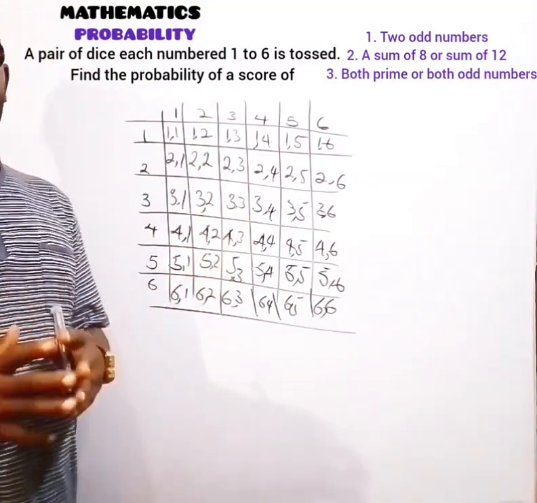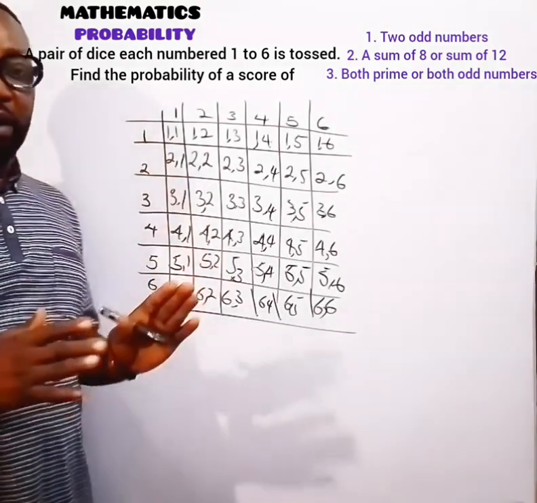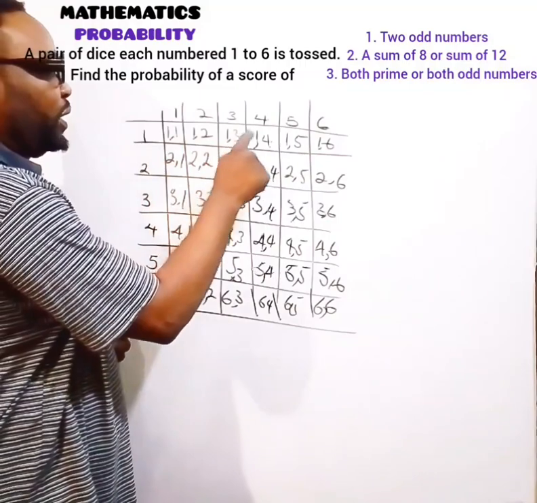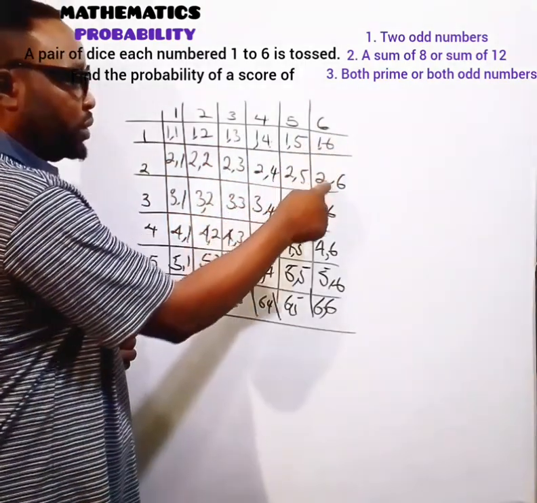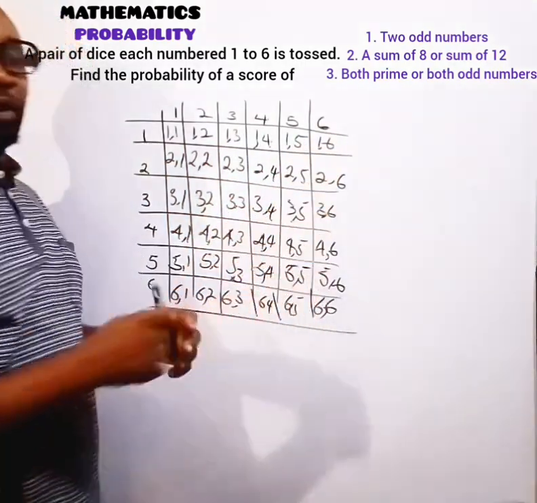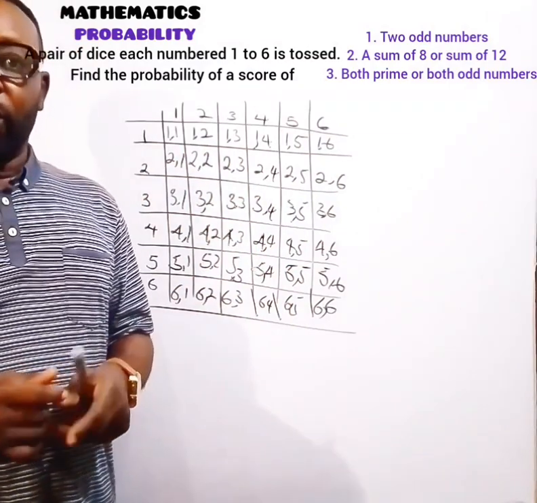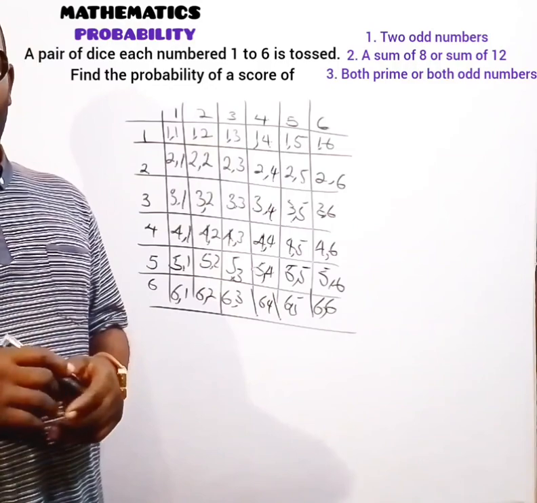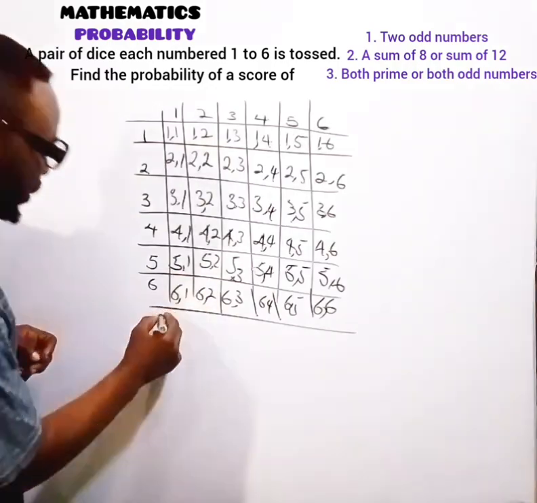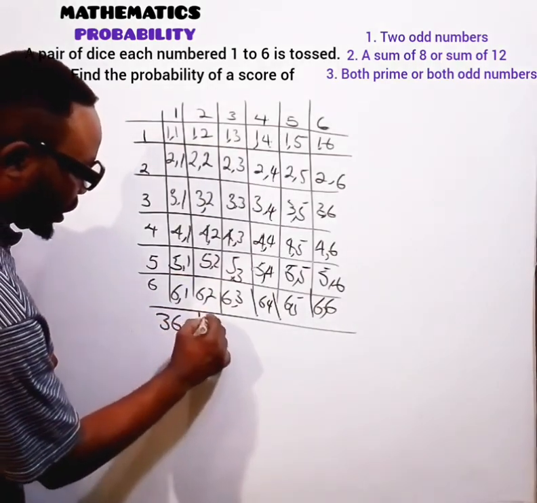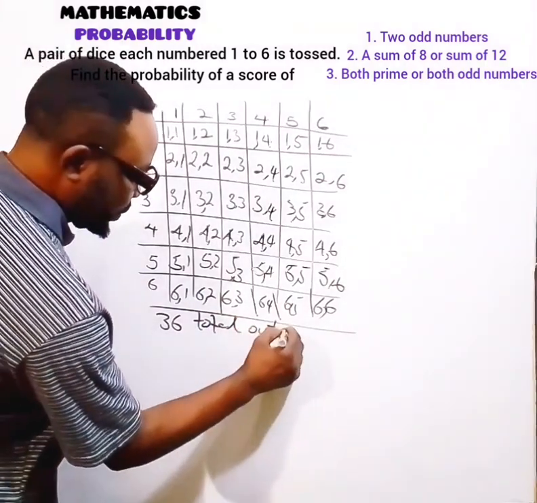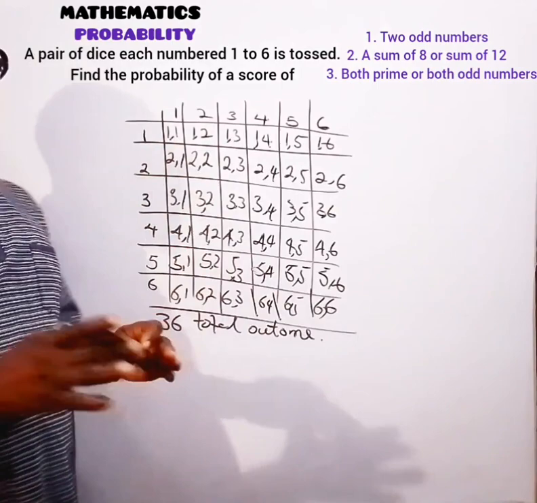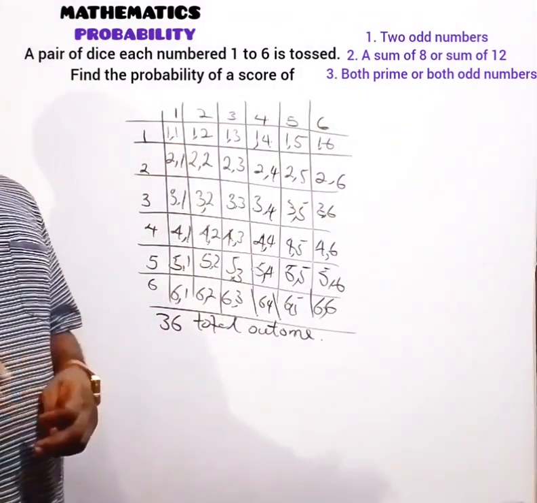Now, the first thing we need to look at is how many outcomes do we have? 1 2 3 4 5 6, 1 2 3 4 5 6. 6 multiplied by 6, we are going to have 36. So we have 36 total outcomes. That is the total outcome we have when we toss a pair of dice. Now, go to the question.